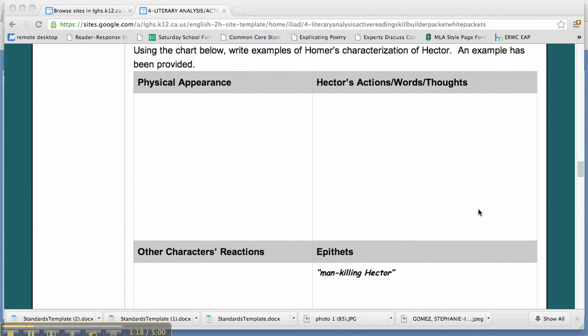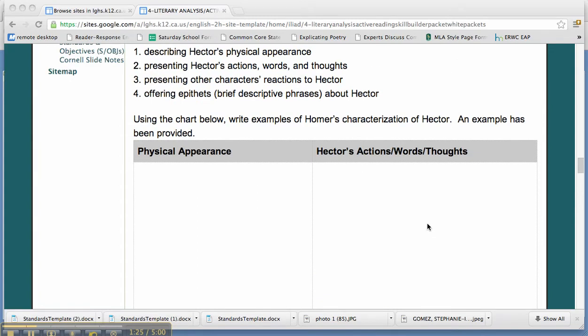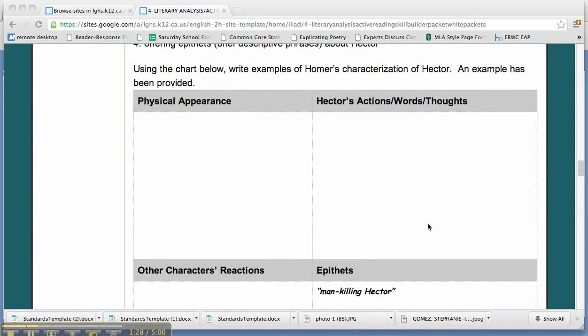So the example is where it says for epithets, man-killing Hector. Of course, this is another graphic organizer, in other words, a chart, as we've been working on. Basically what you're going to be doing here is categorizing different places in the text. In Book 6 and 22, where Hector's physical appearance is described, I would suggest you put bullets, maybe 3 bullets under physical appearance, 3 bullets under Homer's characterization of his actions, words, and thoughts.